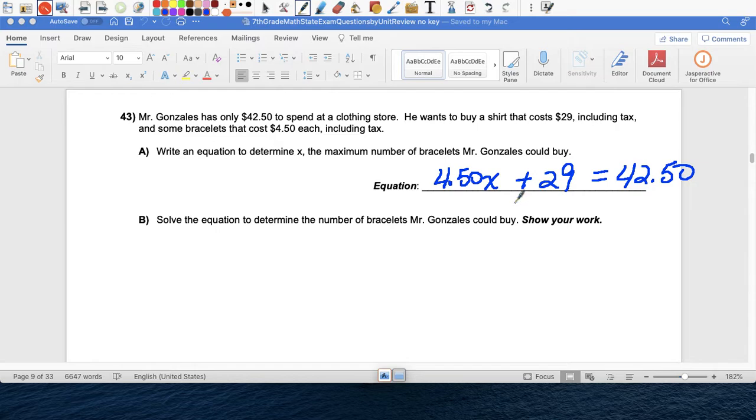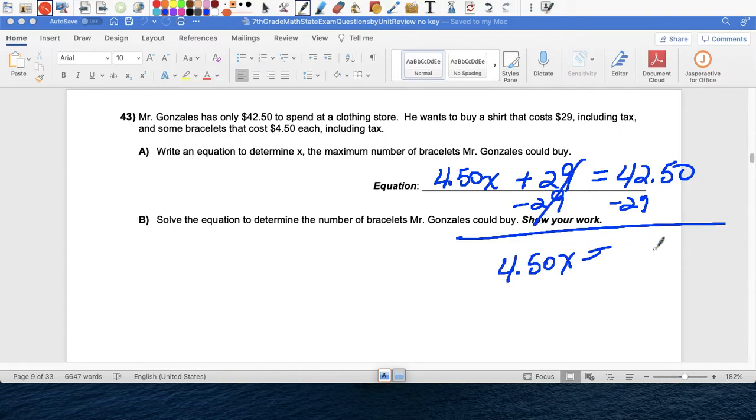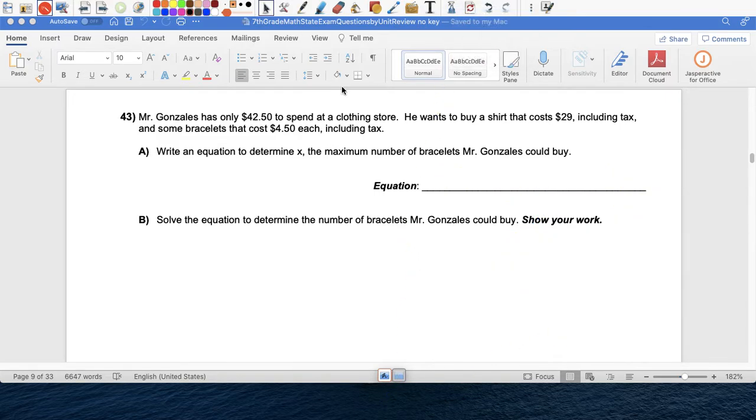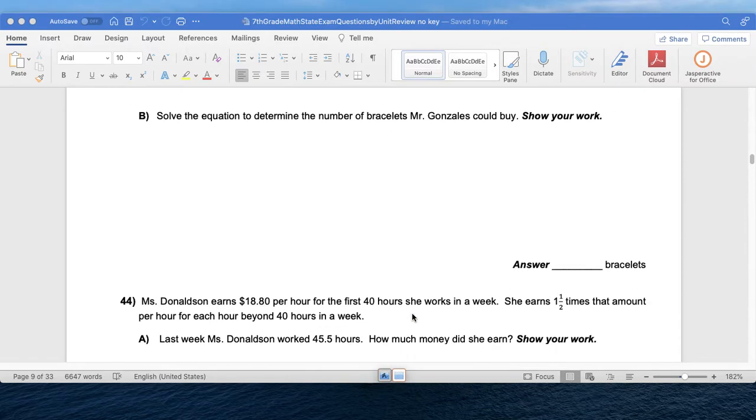Well, let's solve the equation. Minus 29 on both sides. So that goes away. 4.50 X comes down. That's 3, and this is 13.50. Divide both sides by 4.50. That simplifies to 1. X equals, I believe, 3. And do you need to write a sentence at the bottom? Show your work? Yeah, no. There you go. 3 bracelets.